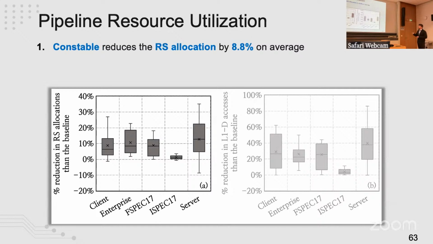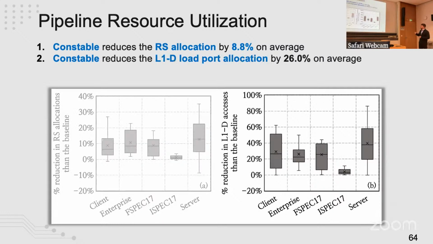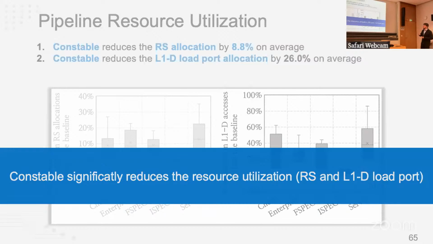Besides the performance, the authors of the paper also present the resource utilization and the improvement that Constable provides. We can see in this table that Constable reduces the reservation station allocation by 8.8% on average, while it also reduces the need to go to the L1 cache by an impressive 26% on average. We can conclude from these two figures that Constable significantly reduces the resource utilization and subsequently the resource dependence that the loads experience.